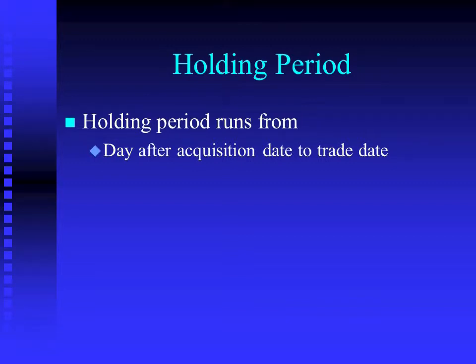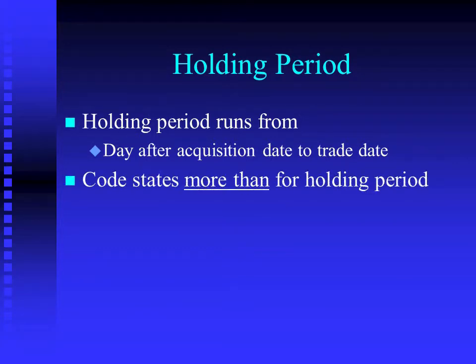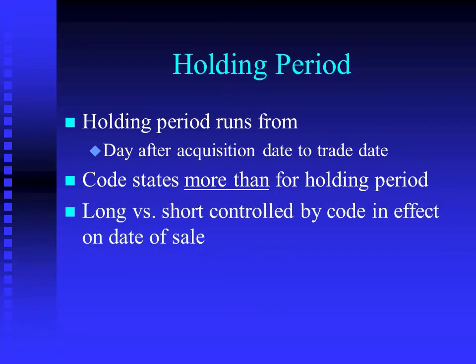And so if you buy it on January 1, you can't sell it on December 31 and have held it for more than a year, because you will not have even owned it a year, much less more than a year, because you can't count both January 1 and December 31. Doesn't happen very often, but it occasionally can cause some issues. The code states that the holding period has to be more than a year to be long term.